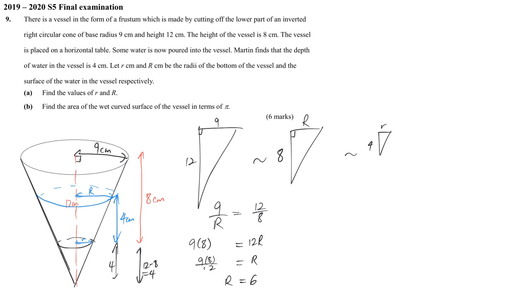For a similar reason, if we want the small r, then we just compare 9 to r is equal to 12 to 4. That means 9 over r is equal to 3. 9 is equal to 3r, and finally r is equal to 3. Small r is equal to 3. Then we already finished part A. So the key point is whether you can draw the situation accurately.